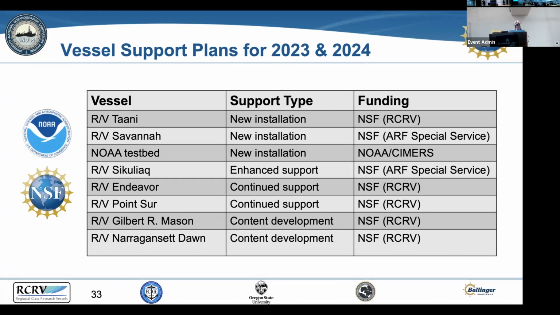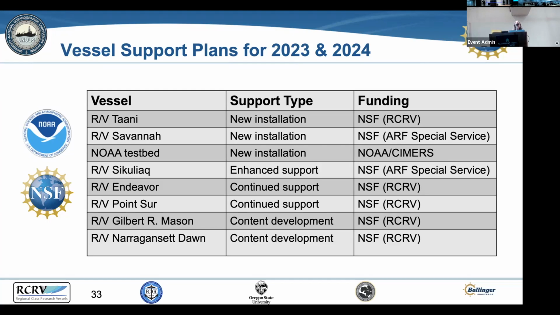Going into the future, for the rest of this year and going into 2024, we will be working with this list of vessels. We are, of course, continuing work on our RCRV vessels, so the Tawny, the Mason, and the Dawn. When those vessels are given to the Operating Institute, the Coriolix will already be pre-populated with all of the sensors. They'll be streaming data. They'll be ready to go.